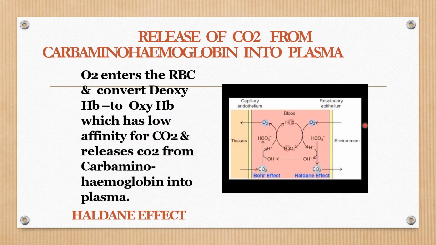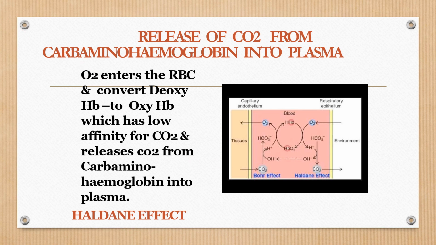Oxygen enters the RBC and converts the deoxyhemoglobin to oxyhemoglobin, which has low affinity for CO2 and releases the H plus. This H plus will combine with bicarbonate to form CO2 and water. So this CO2 is again released from the carbaminohemoglobin into the plasma. This is called the Haldane effect.